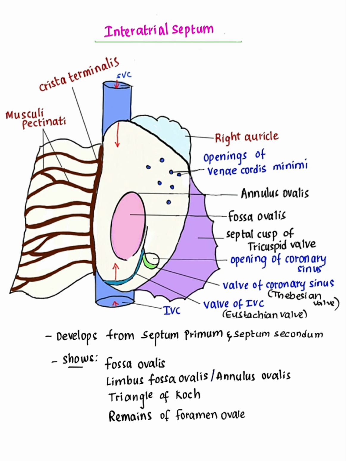Interatrial septum. Developmentally, it is derived from septum primum and septum secundum. It presents fossa ovalis.